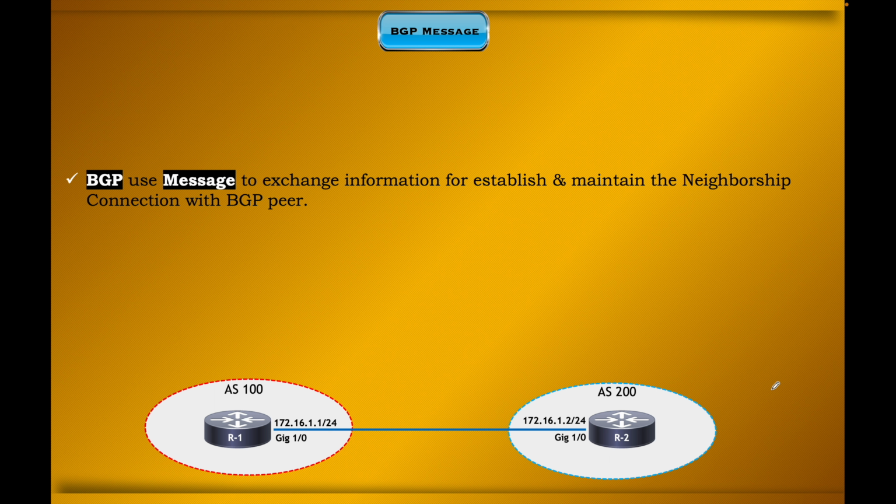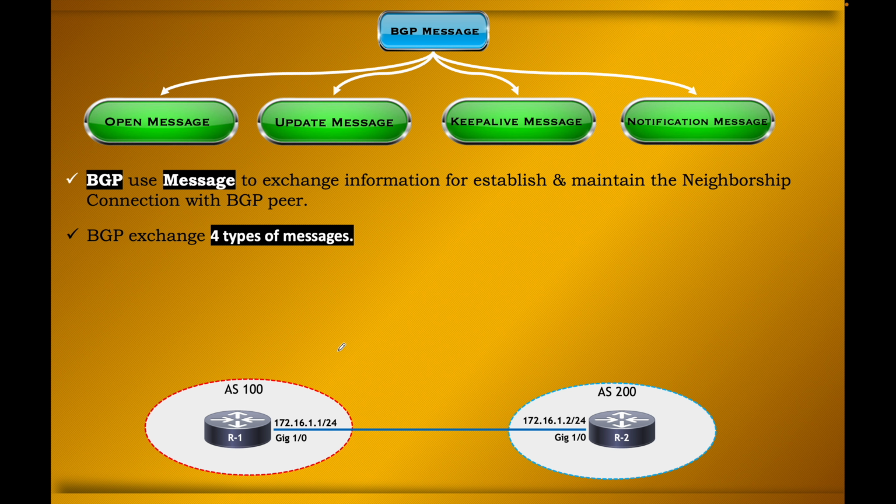BGP basically uses messages to exchange information to establish and maintain BGP connections, or BGP neighborship, with its peer, right? Now BGP basically uses four types of message, as you can see: open message, update message, keepalive message, and notification message. Keep in mind, BGP always uses these four types of message to establish and maintain the BGP neighborship.